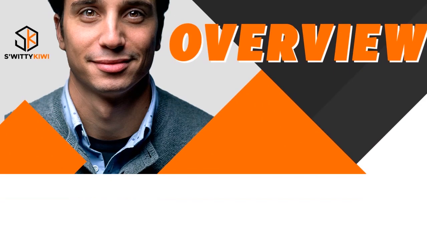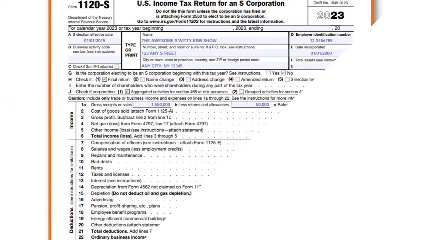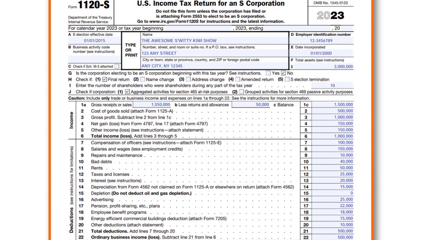So this is basically how the form looks. You have to put in box A, the election effective date, which is when your S corporation was effective, and you put the name, the address, the zip code, the state and city, everything. And in box D, you put your EIN, and in E, the date incorporated, which is different from the date you actually elected S corporation status, and you put your total assets.